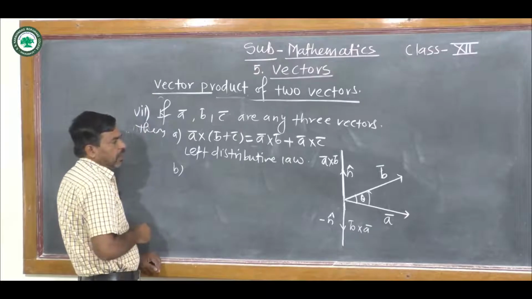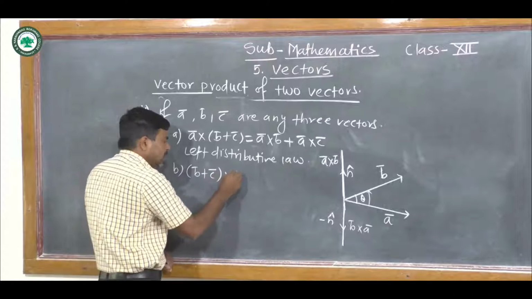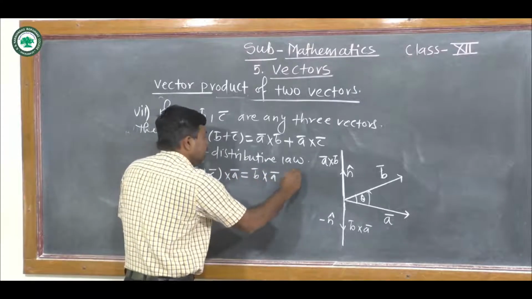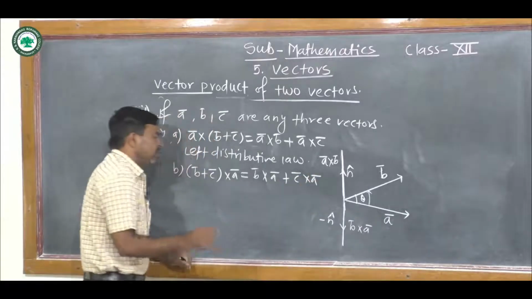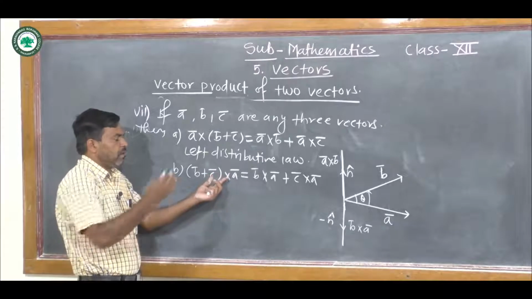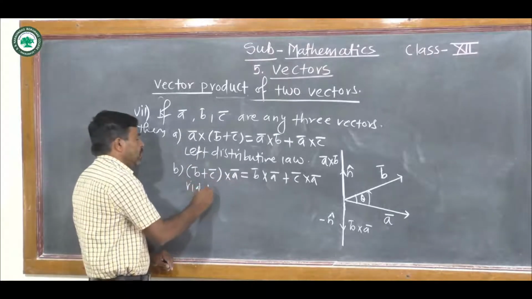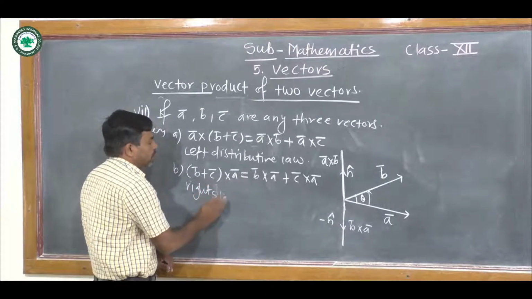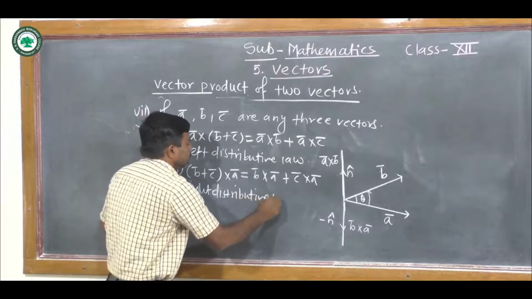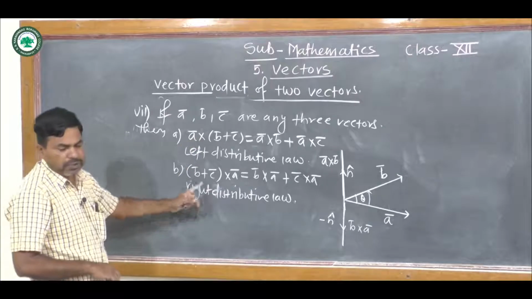Second one, (B bar plus C bar) cross A bar is equal to B bar cross A bar plus C bar cross A bar, and here we distribute this addition of two vectors over the cross product from the right-hand side, so it is called the right distributive law. So left distributive law, right distributive law.